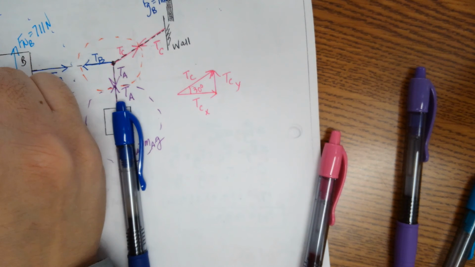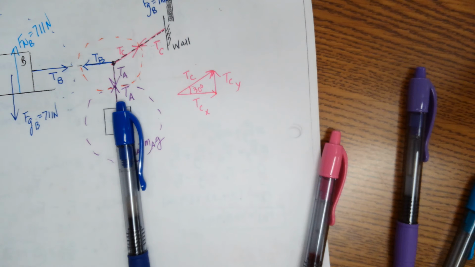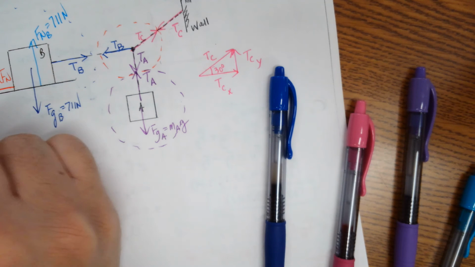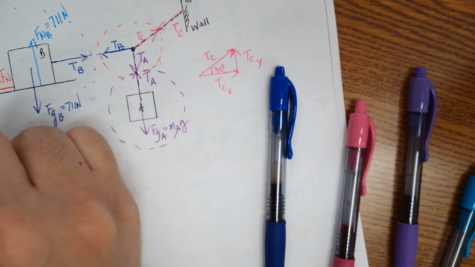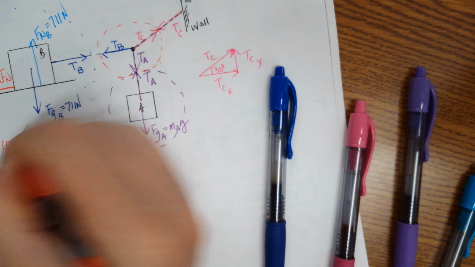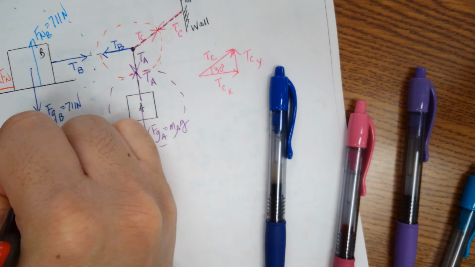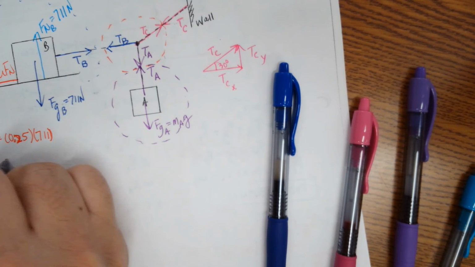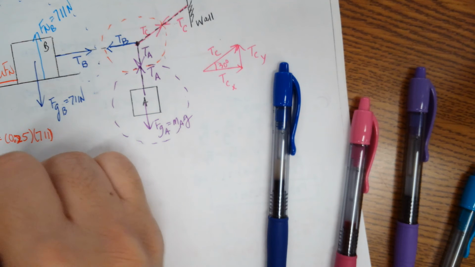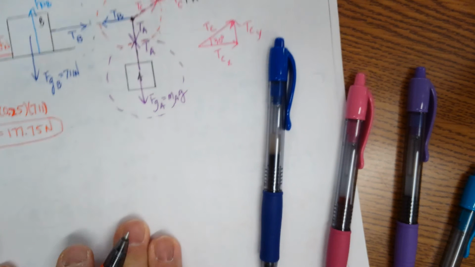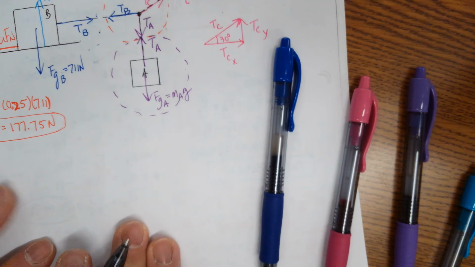So we know friction is equal to mu times F normal. All right. So what is friction? We could probably figure that out. So friction is equal to mu, which is 0.25, times F normal, which is 711. So the frictional force is equal to that much. Okay?